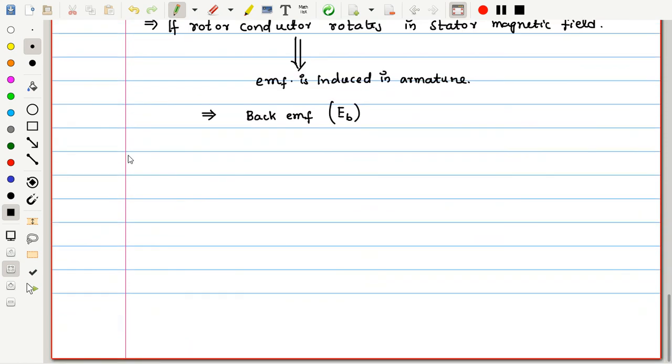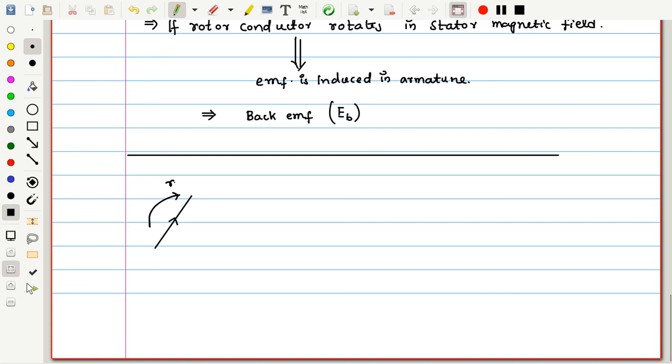Now I would like to state it in this way. What Faraday stated is that if a conductor rotates inside the magnetic field, it induces EMF, something like plus minus. EMF is produced. Let me say it a little more precisely: it is just a conductor, not necessarily a current-carrying conductor. It doesn't matter whether it is carrying current or not.